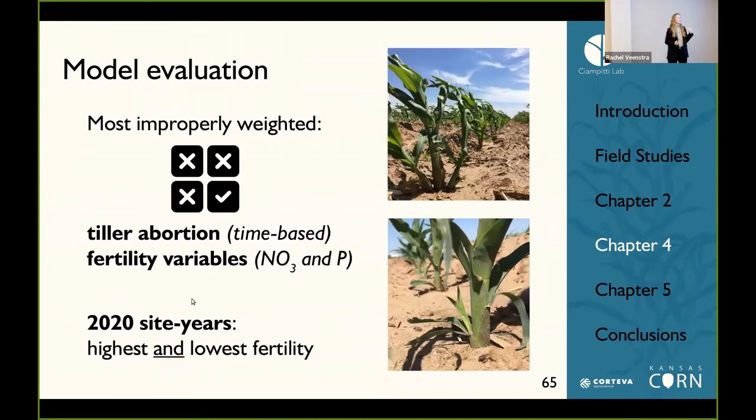So the most improperly weighted variables when we did our out of season tests were variables associated with tiller abortion. So either the model was saying you're aborting too many tillers late in the season or you're not aborting enough, or the fertility variables, which was our nitrate and phosphorus, because again, we didn't have those dose studies, so those thresholds were a little fuzzy. In 2020, for example, which is a site we just looked at that had the crazy high error, those sites had both the lowest and the highest fertility in our data set. So that would be a reason that it was really out there.